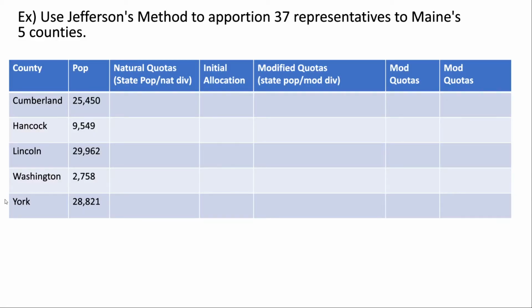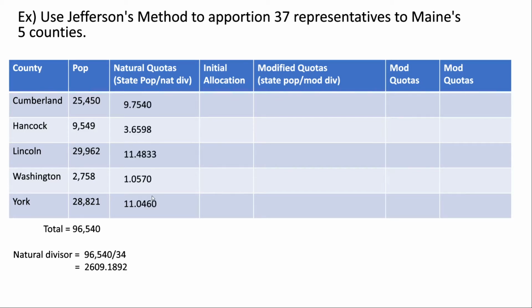So first we'll take a look at this example. Use Jefferson's method to apportion 37 representatives to Maine's 5 counties. So we have our counties, we have our population. The first thing we need to do is find our total population. Then we would use that to find our natural divisor. Keep in mind here our house size is 37 because that's the number of representatives that we're giving out. Now that we found our natural divisor, we're going to use that to find the natural quotas. Remember, we would take each state population, divide it by our natural divisor, and that's how we'll get our state quotas. So these are all of our quotas.